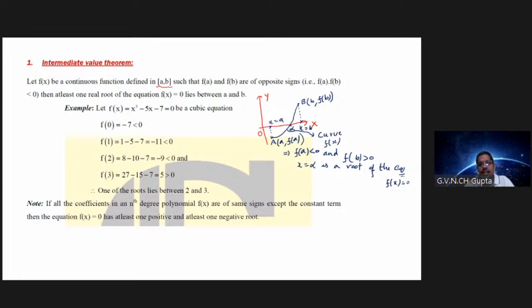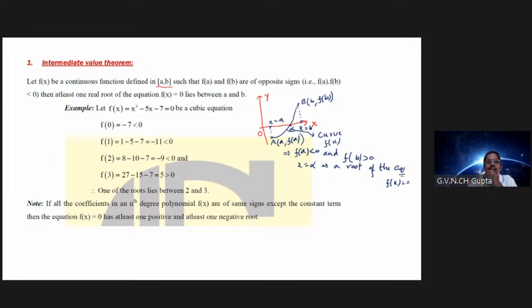So whenever a curve is continuous between a and b, between two x values, and f of a and f of b are of opposite signs, definitely that curve meets the x-axis. When a curve crosses or meets the x-axis, the corresponding x value is the root of the equation and the y value is 0, that is f of x value is 0. So now analytically, the problematic approach.